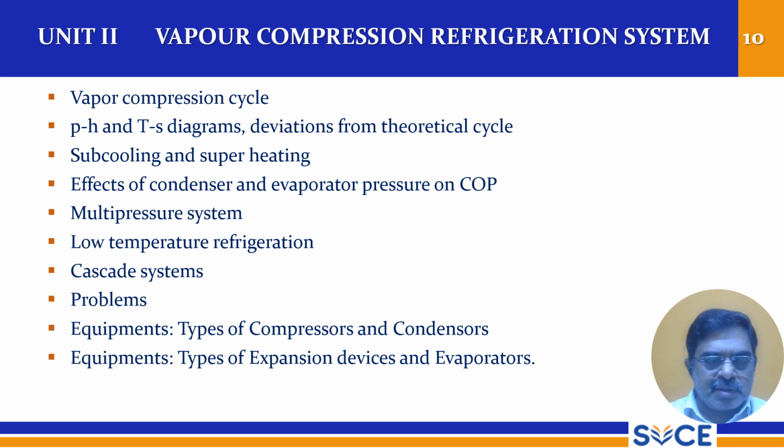And the effects of condenser and evaporator pressure on COP, and then multi-pressure system, low temperature refrigeration, cascade systems, and then we are going to discuss problems, and we are going to see the equipment types. There are compressors and their types, condensers and their types, expansion devices and their types, and last, evaporators and their types.